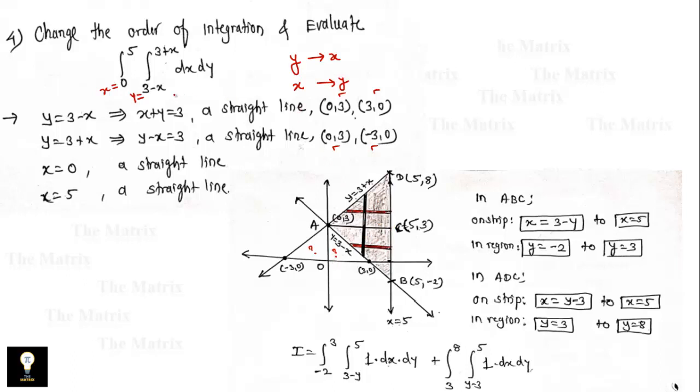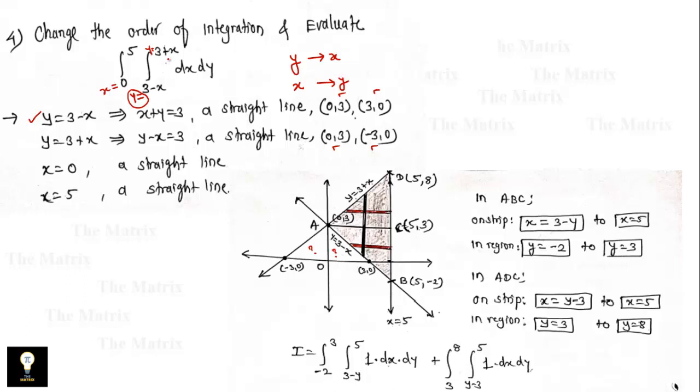Now the first variable is y. It means the strip is vertical. So if we put a vertical strip in the region, like the black strip you can see here, only that strip is satisfying the given condition. That strip should start from y equals 3 minus x. So y equals 3 minus x means x plus y is equal to 3 line. Yes, y equals 3 minus x is the line AB. From that, the strip is starting. The strip is ending on y equals 3 plus x.